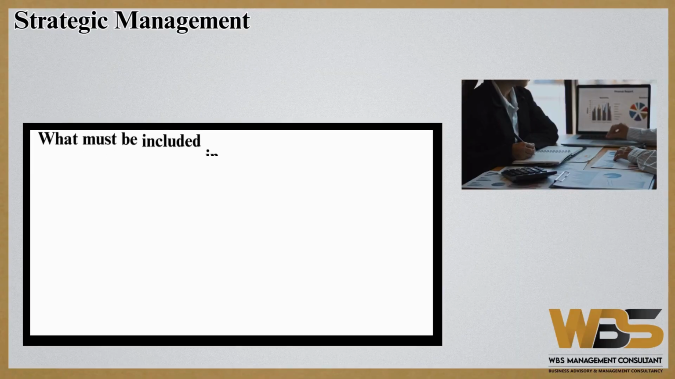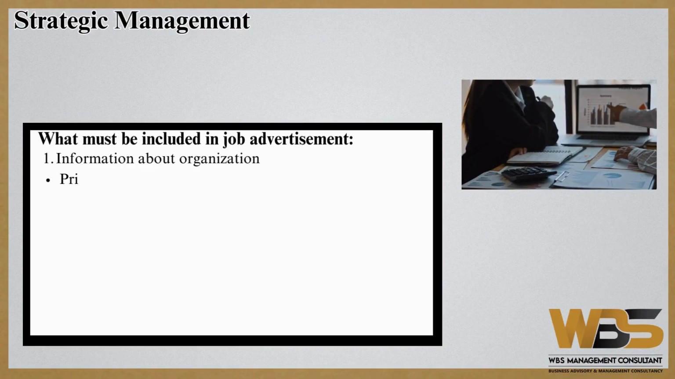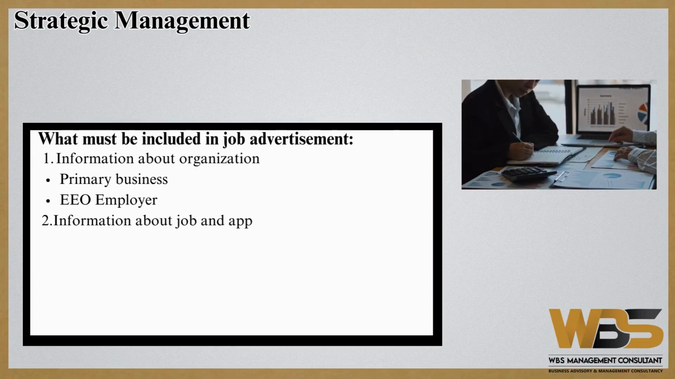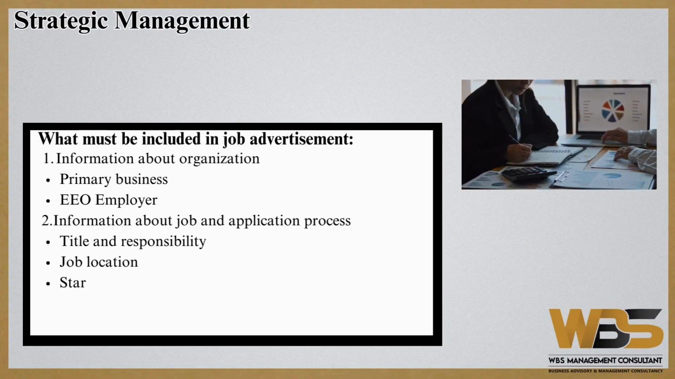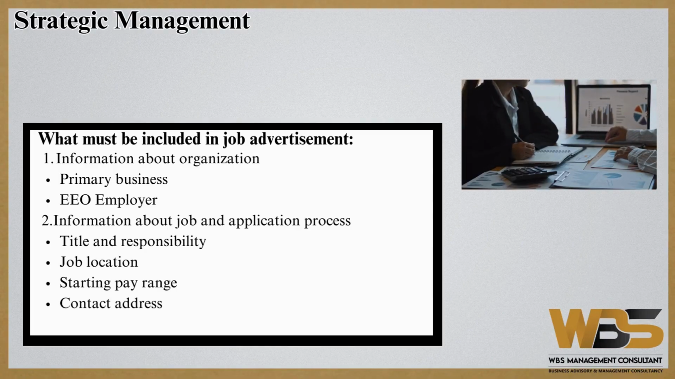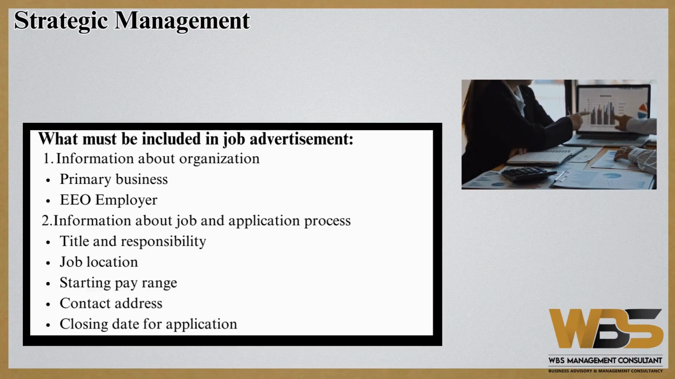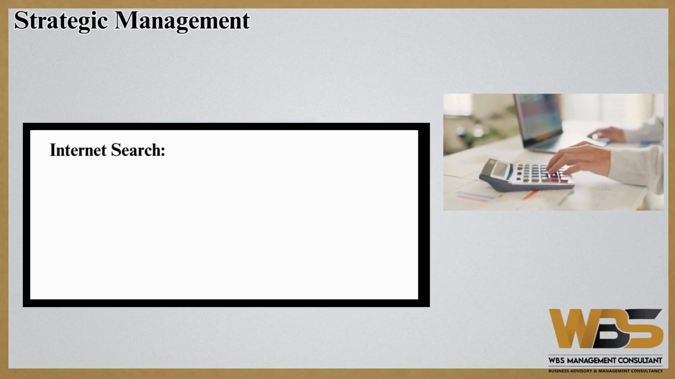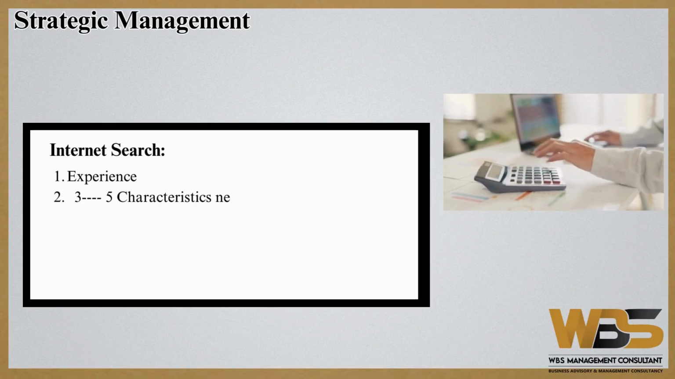What must be included in a job advertisement? 1. Information about organization: primary business, EEO employer. 2. Information about job and application process: title and responsibility, job location, starting pay range, contact address, closing date for application. 3. Desired qualification of candidate, experience, characteristics needed.